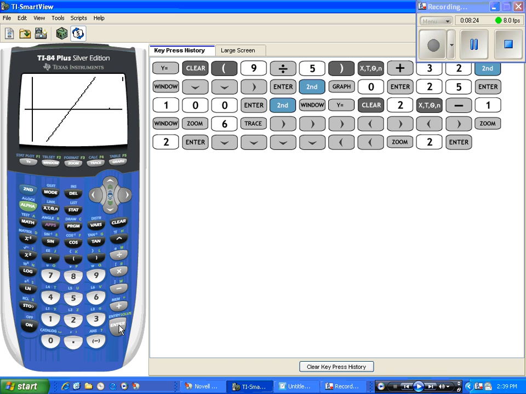And get more and more detail. And if we hit trace, then we're right on the graph. So with 2 zooms in, I know I'm somewhere between 0.49 and 0.505 for my x-intercept. And again, I can zoom in and again.